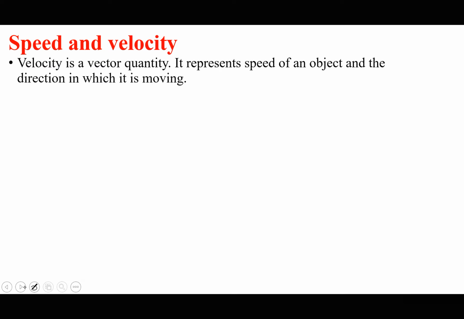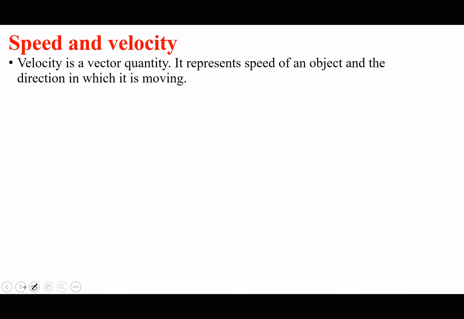So let's now talk about speed and velocity. Having done a few examples, let's briefly talk about speed and velocity. Just to try and compare them, we have been talking about average speed, instantaneous speed, and so on and so forth. Now let's see what is the difference between the two. So what is velocity and what is speed? We have talked about speed as distance divided by time taken, or the average speed as total distance divided by the time taken.